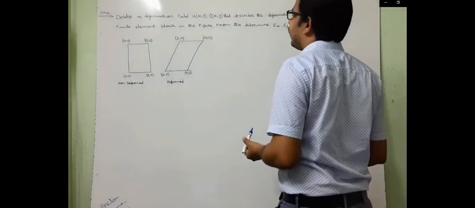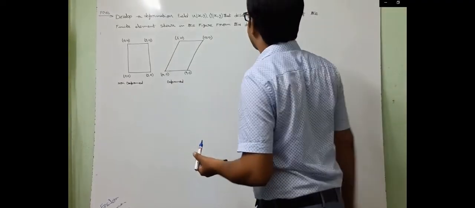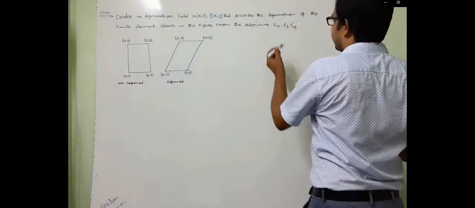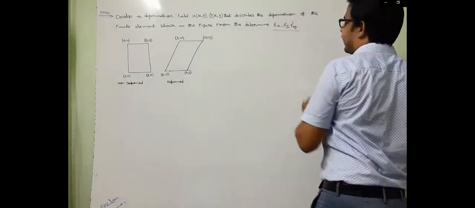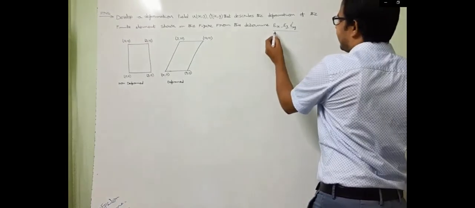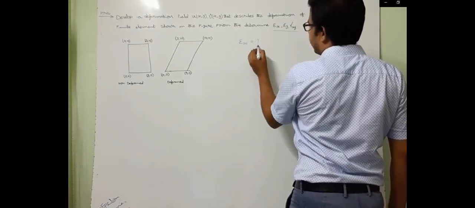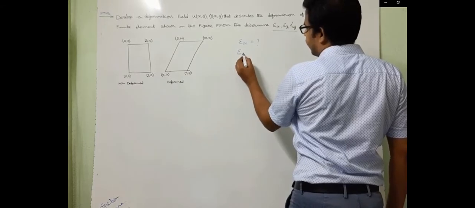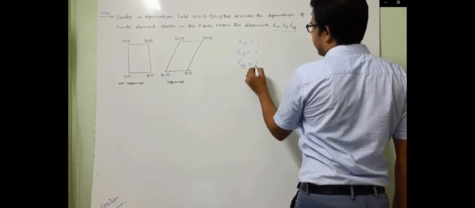Next problem. Develop a deformation field u(x, y), v(x, y) that describes the deformation of the finite element shown in the figure. From this determine epsilon x, epsilon y and gamma xy. We need to calculate these three values, which are all unknown terms.